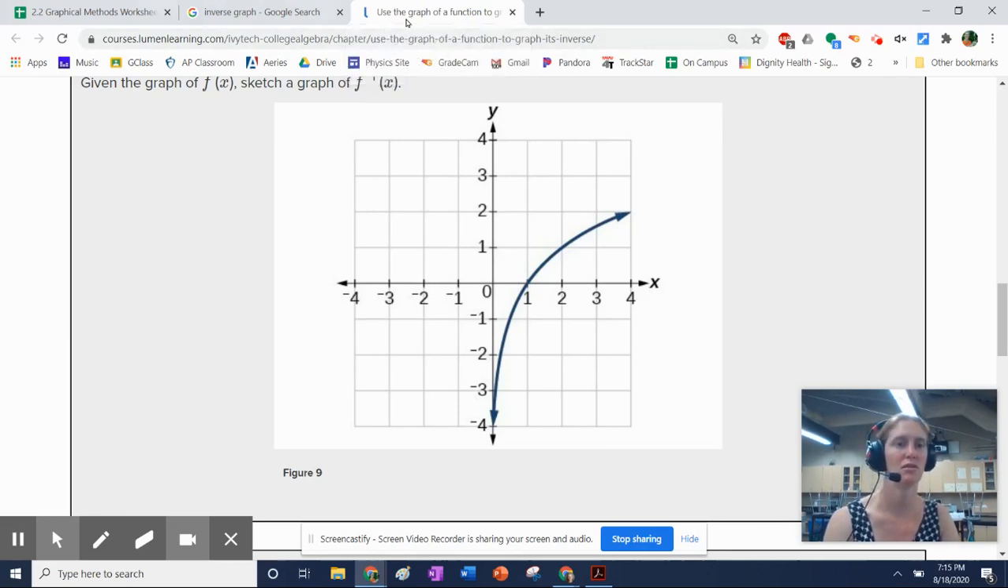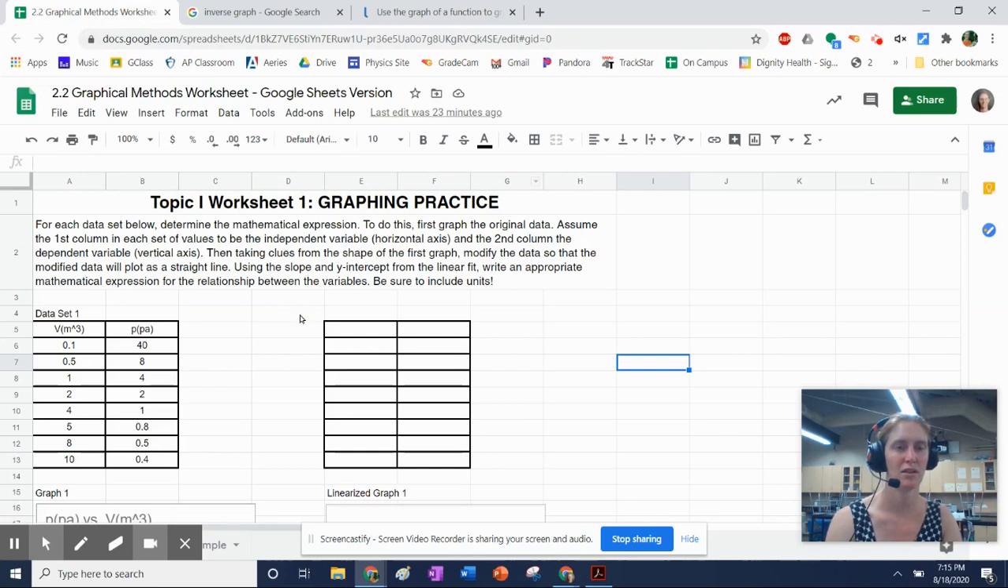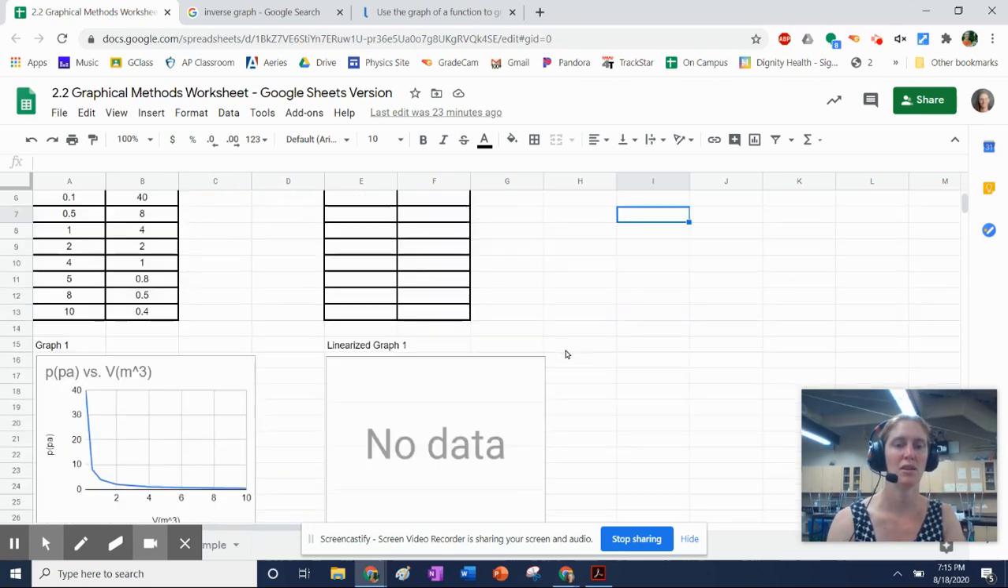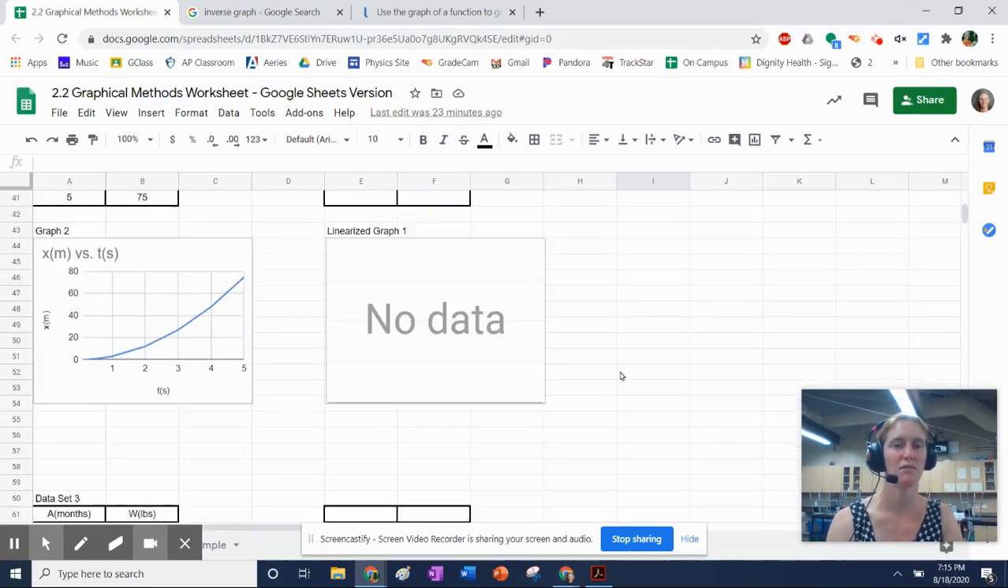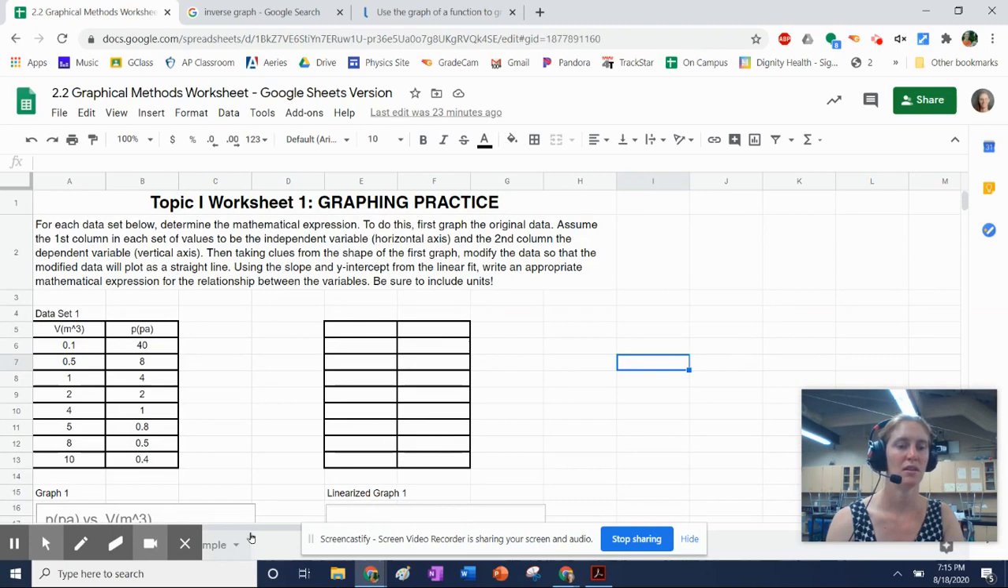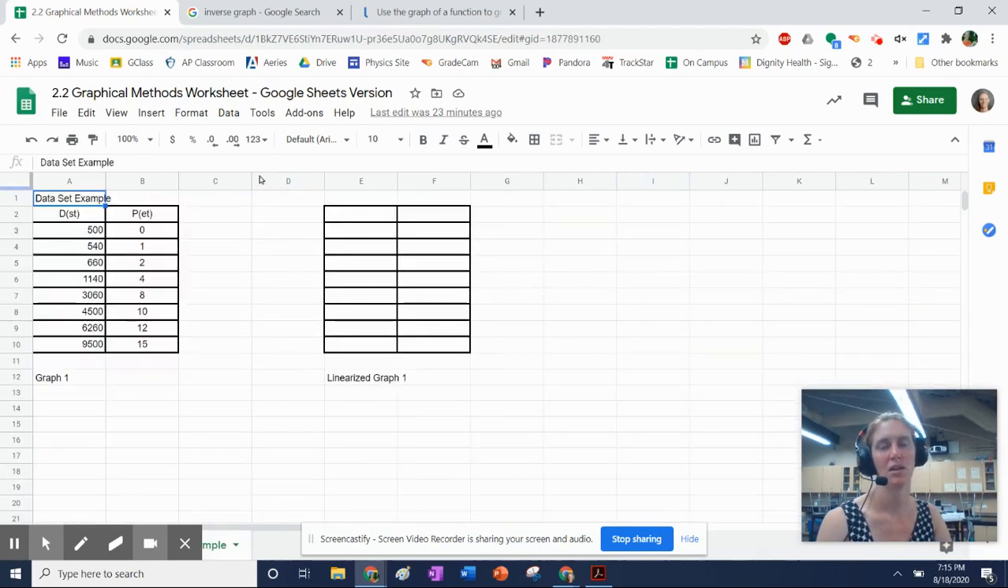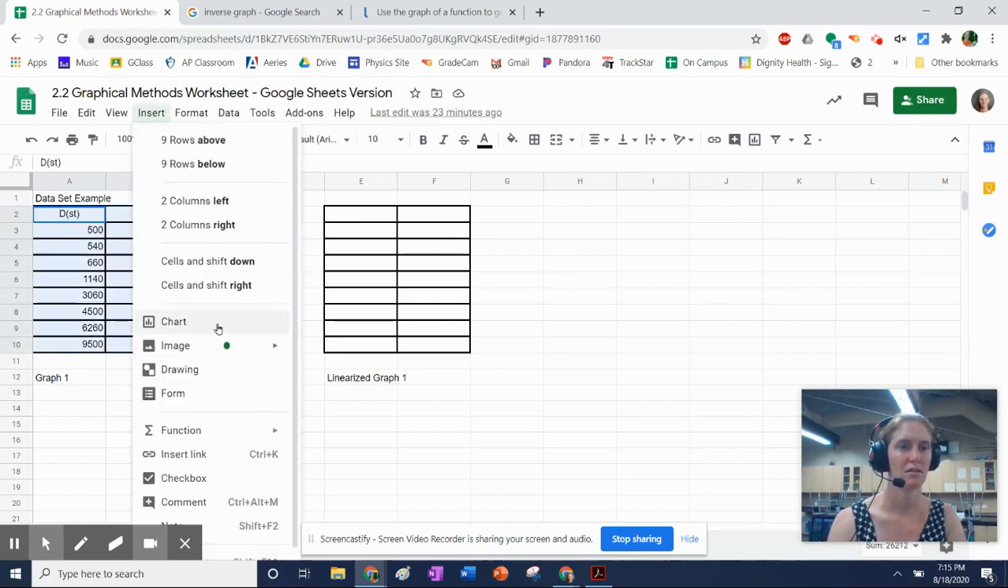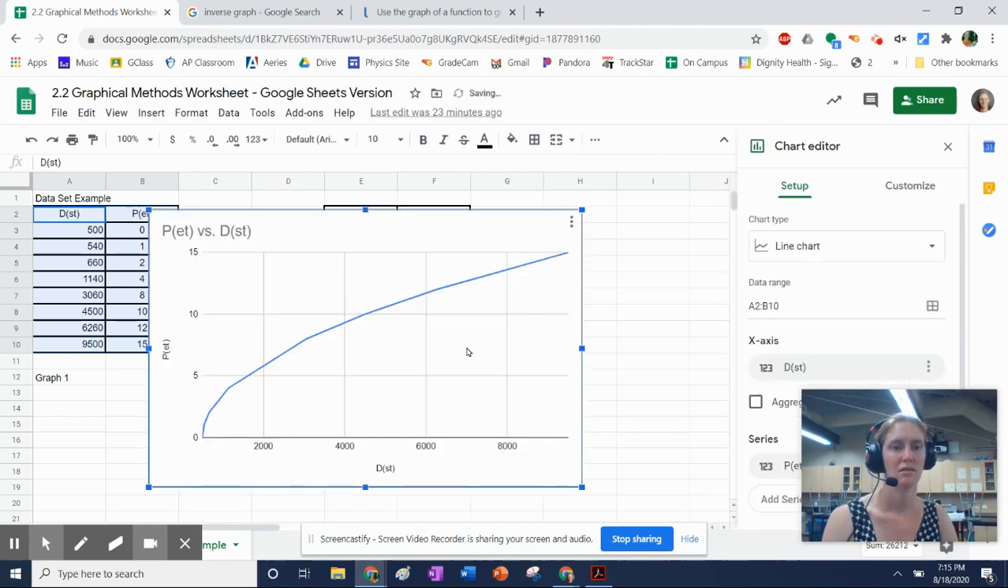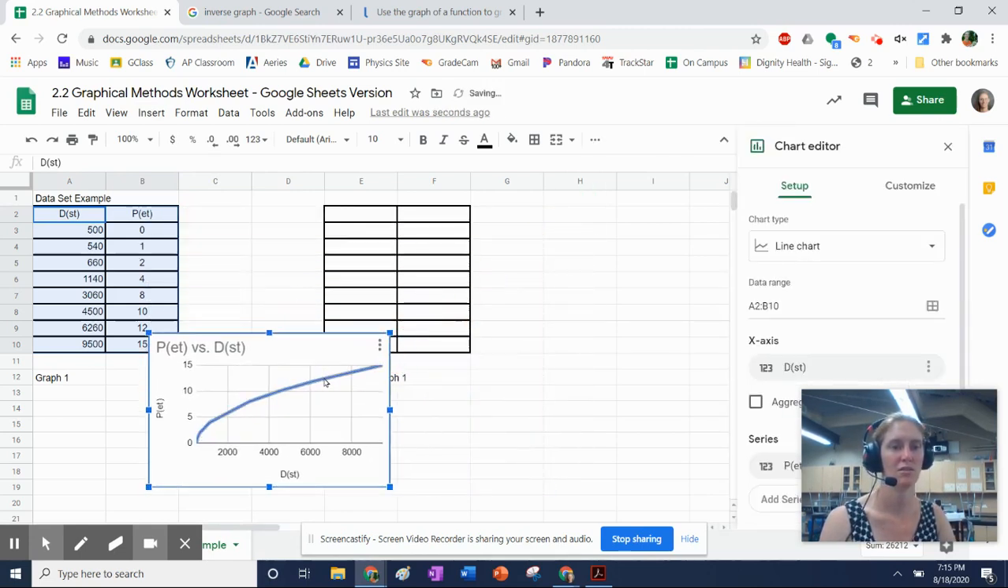So the worksheet that you're going to be doing for linearization is called Topic 1, Worksheet 1, Graphing Practice. This is what your worksheet looks like that I've created for you. And the example that I'm going to do is right here. And you'll be able to look at my example because it'll still be attached to your document as well. So here's my example data set, and I'm going to go ahead and graph it. Now for yours, I've already graphed it. So insert a chart and voila, here is my very lovely graph.